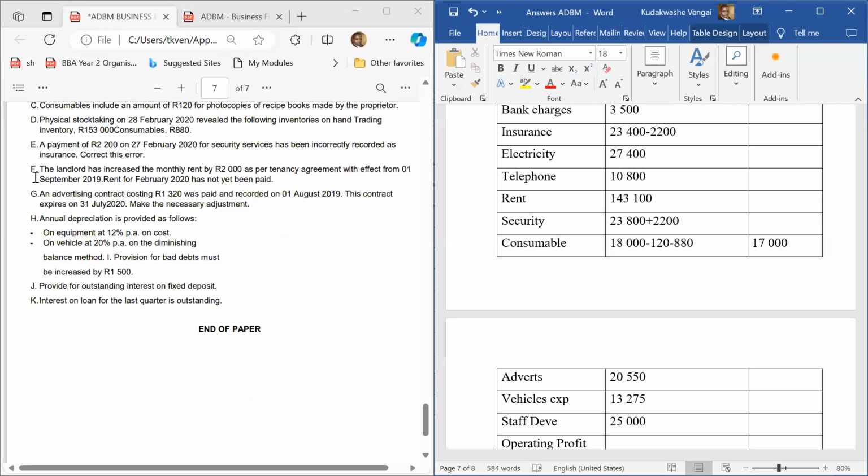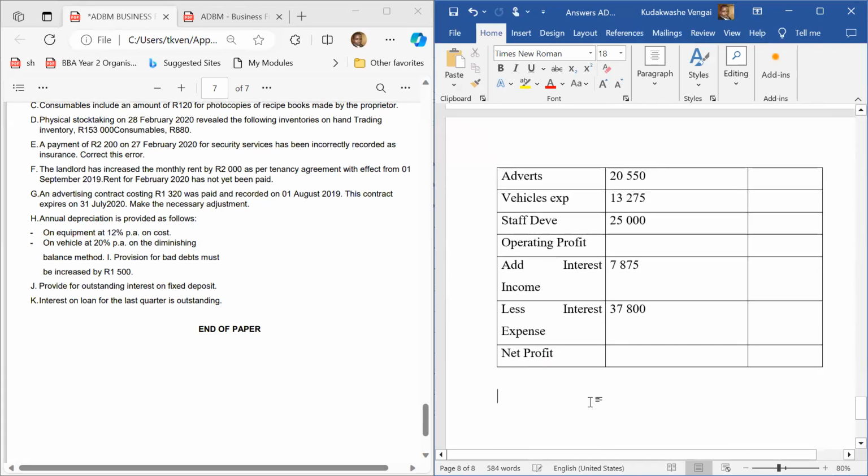Adjustment number F. The landlord has increased the monthly rent by 2,000 as per tenancy agreement with effect from 1 September. Rent for February 2020 has not yet been paid. All right, that's interesting. So we are saying that the rent we have is from 1 March 2021 up to 31 January 2020, because February has not yet been paid. So how many months is that? That's 11 months. You can correct me if I'm wrong.